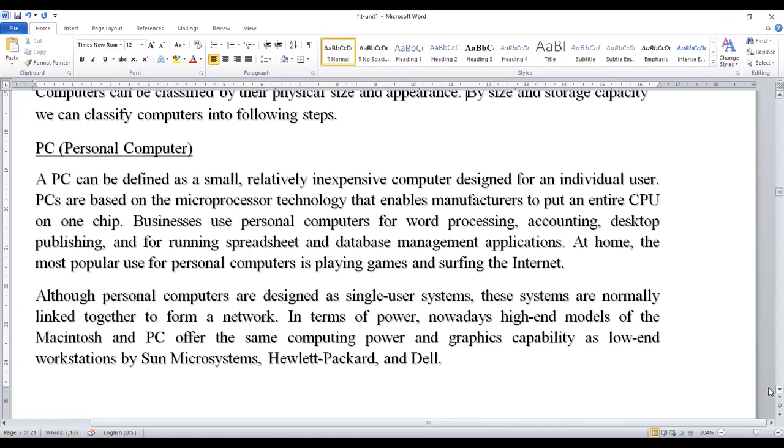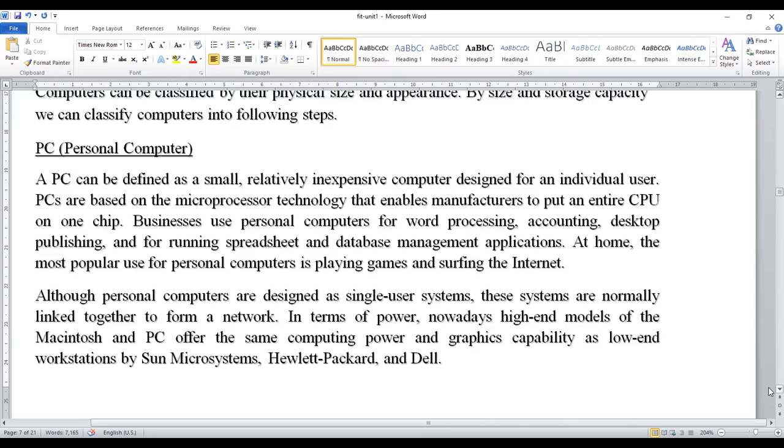We have all seen different types of personal computers in our homes or in our offices. Everywhere we can see personal computers, and we have also seen different features in them. All personal computers are designed as single user systems. These systems are normally linked together to form a network.